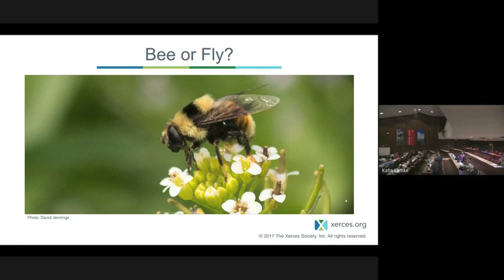No, this is not a bee fly. This is a type of syrphid fly or flower fly.